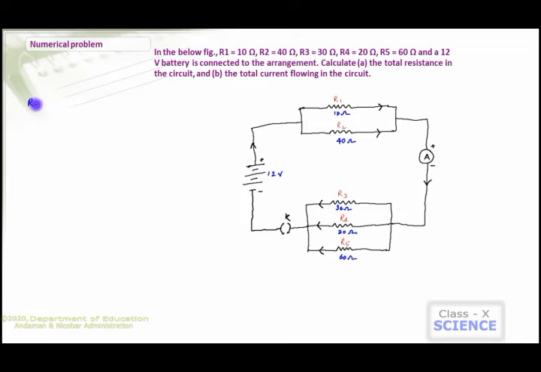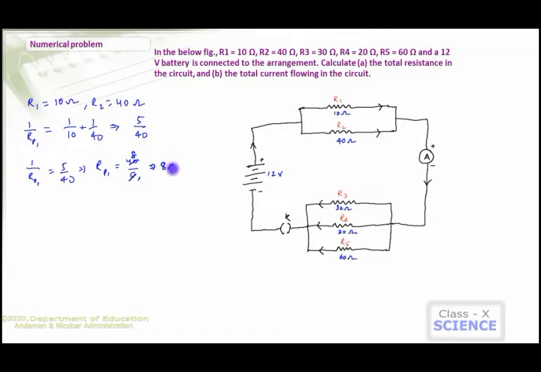Firstly, we write the given quantities. R1 is equal to 10 ohm, R2 is equal to 40 ohm. With this we can find the first parallel combination, right? So 1 by Rp1 is equal to 1 by 10 plus 1 by 40, which is equal to, by taking LCM, 5 by 40. So here 1 by Rp1 is equal to 5 by 40. So Rp1 would be 40 by 5. 5 ones are 5, 5 8s are 40. So this will be 8 ohm, right.